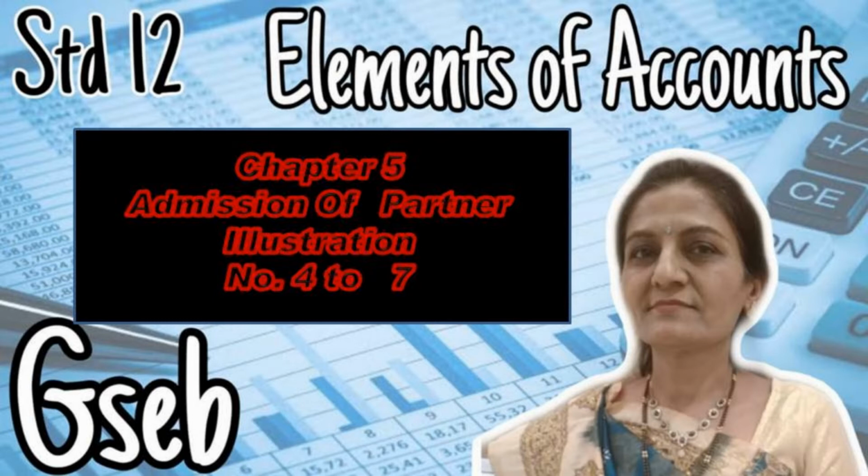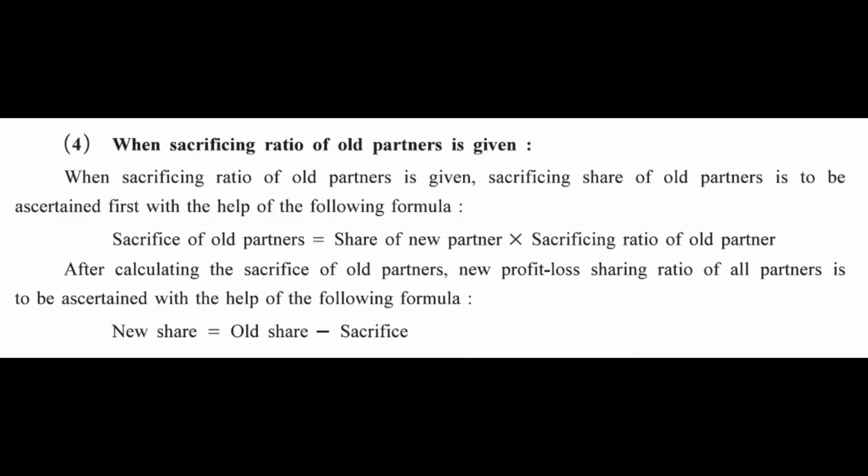In previous lecture we already completed up to illustration number 3. Now today let us start the fourth point: when sacrificing ratio of old partners is given. When sacrificing ratio of old partner is given, sacrificing share of old partner is to be ascertained first with the help of the following formula.